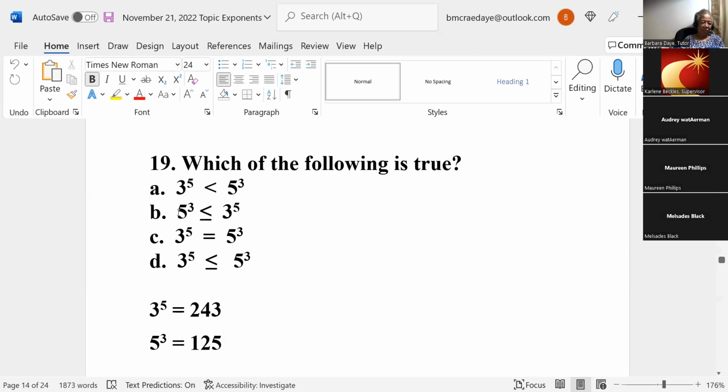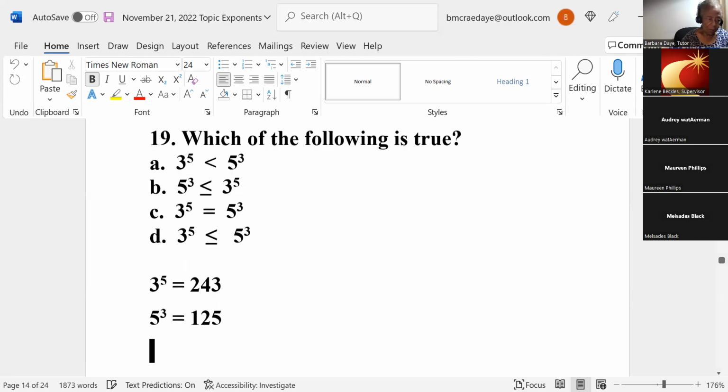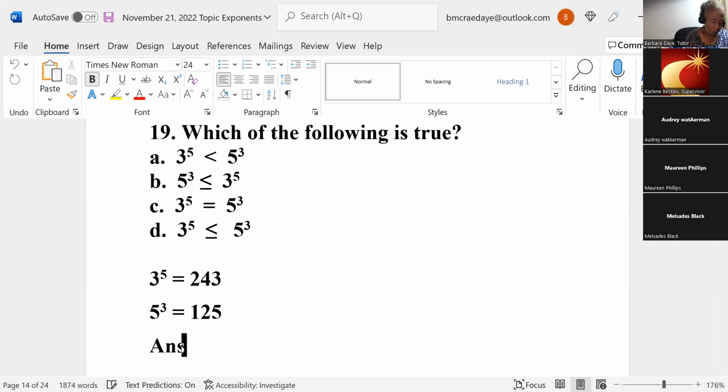B is 5 to the 3rd less than or equal to 3 to the 5th. What's 5 to the 3rd? 125. Is that less than or equal to 243? Less than. Yeah, so it's less than or equal. So answer B. That's your answer.